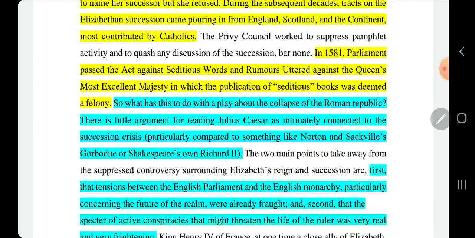I would say, how is the historical context connected to our play Julius Caesar? What does this have to do with our play Julius Caesar about the collapse of the Roman Republic? So, student, you have to distinguish between a monarchy and a republic. A republic is one in which the citizens can choose their leader, while in a monarchy, citizens have nothing to do with it. Rather, it happens by heredity.